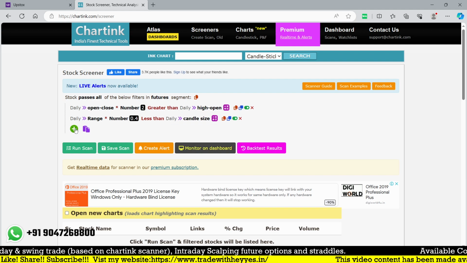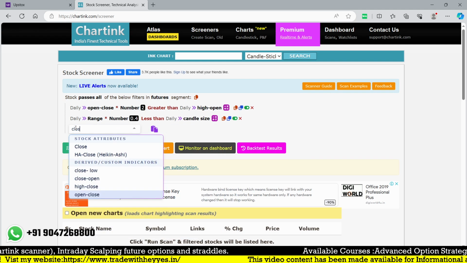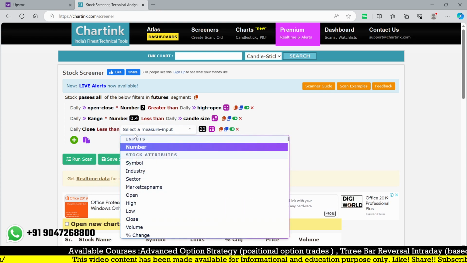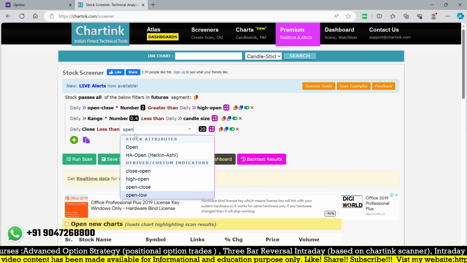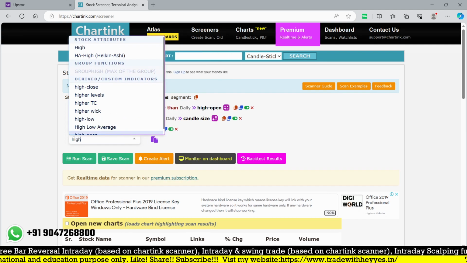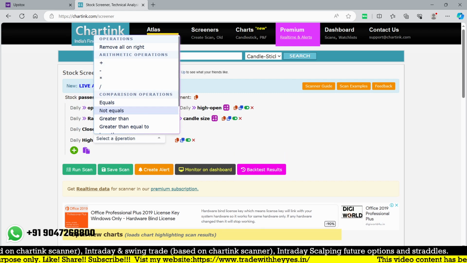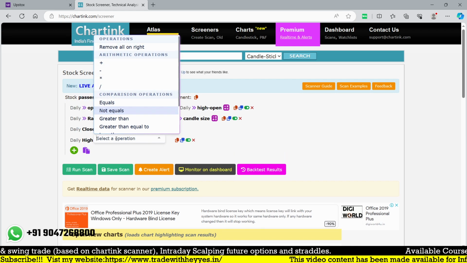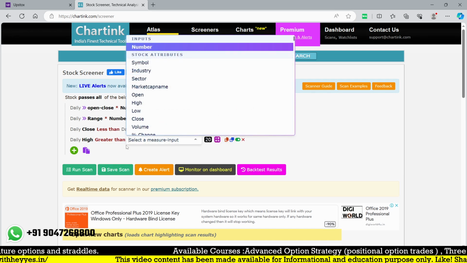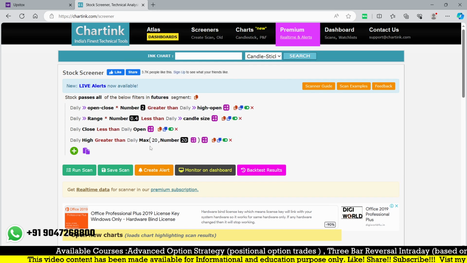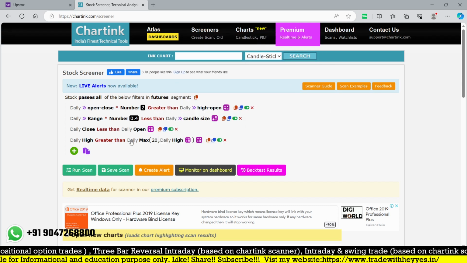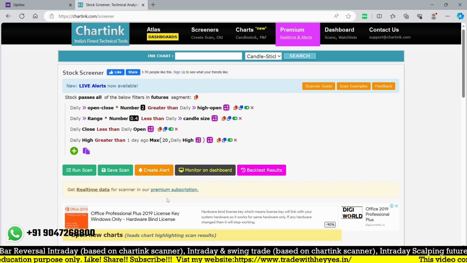So if it works, then we can go for it. The close must be less than the open, so the right candle which you are looking for. Simply, we are going to use the high of that particular day. It should be better than the maximum candle, and it should be 1 day. Okay, will it work?